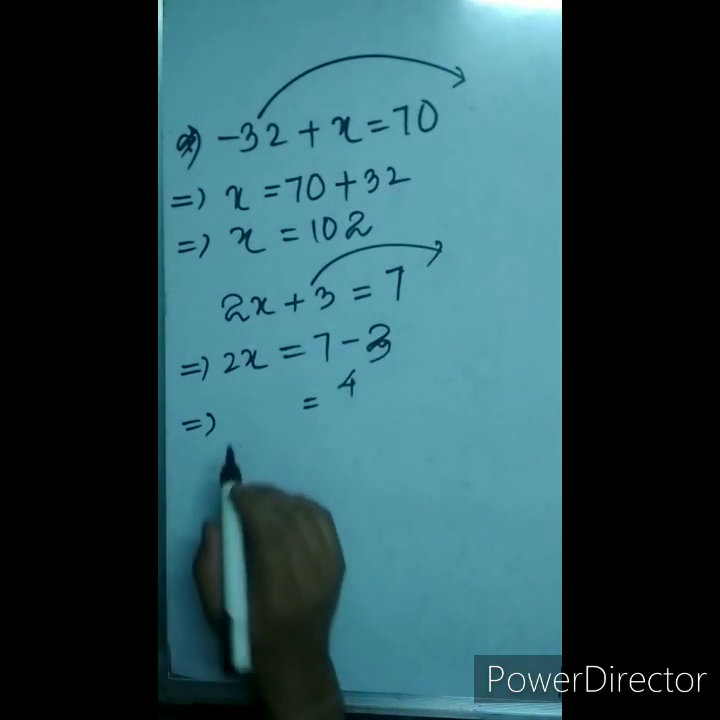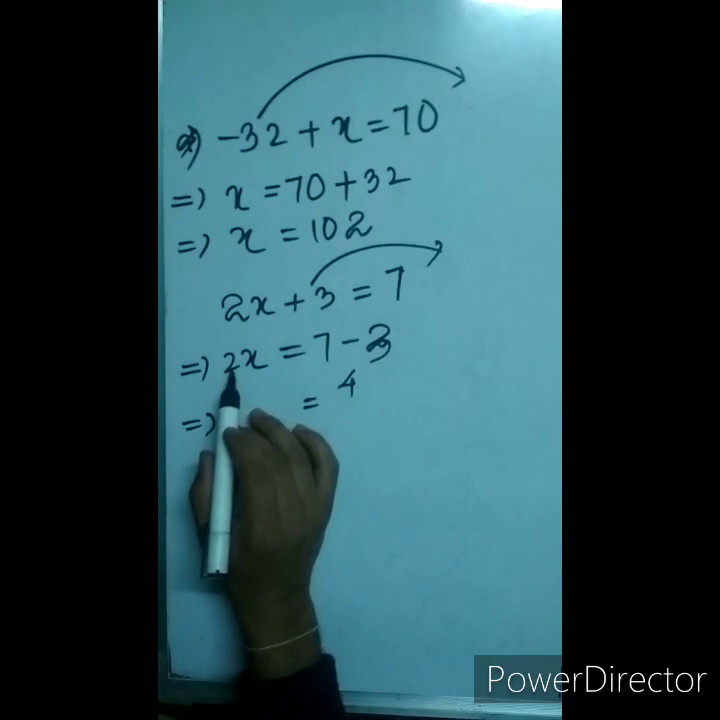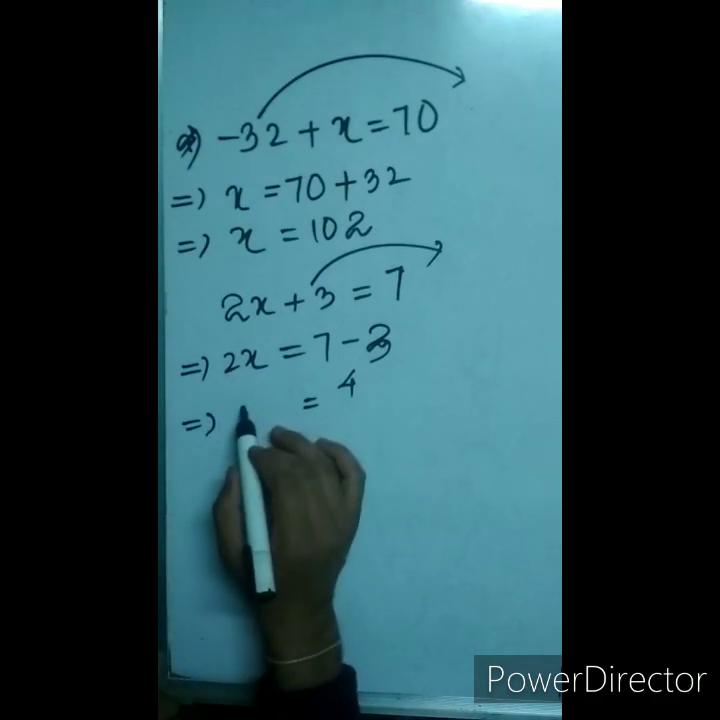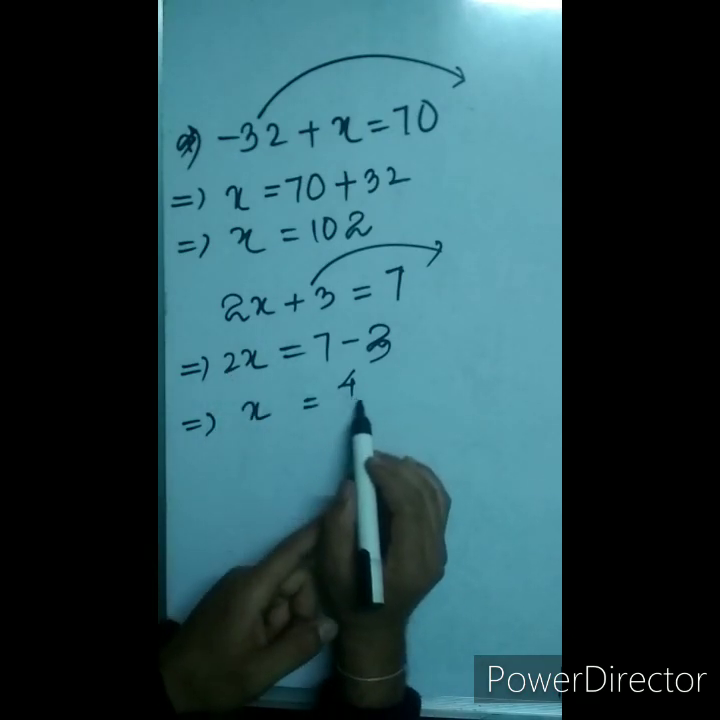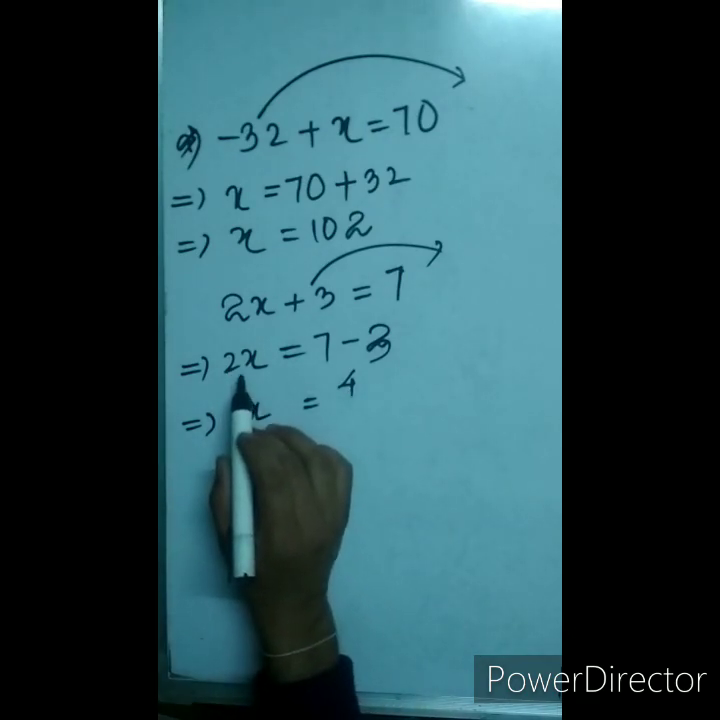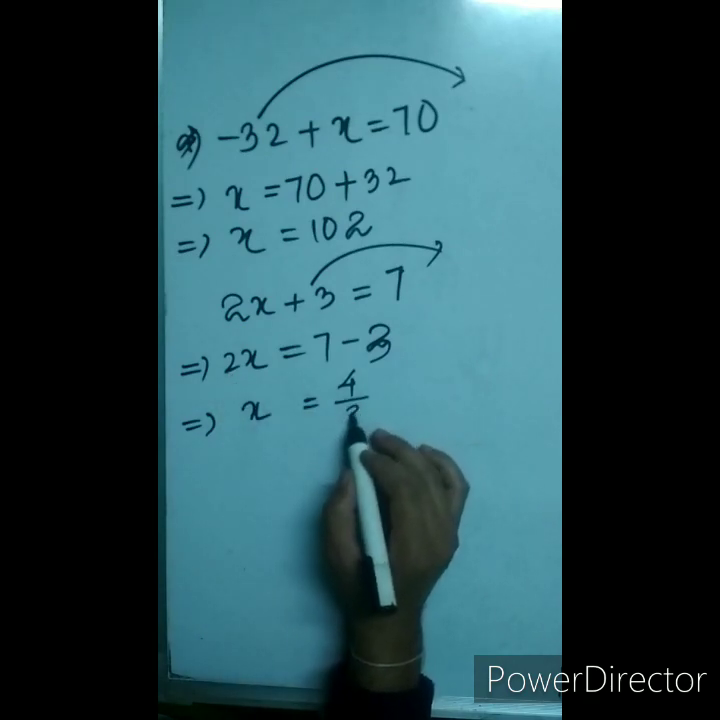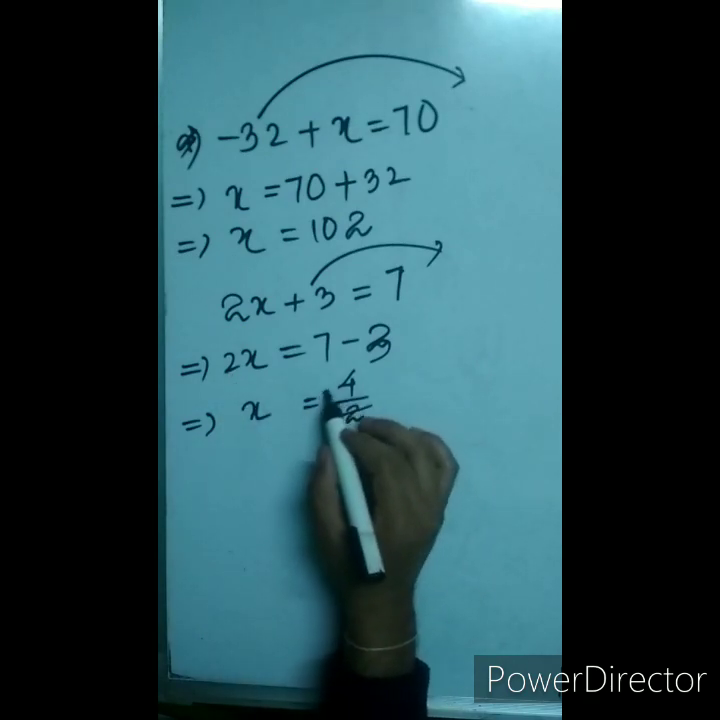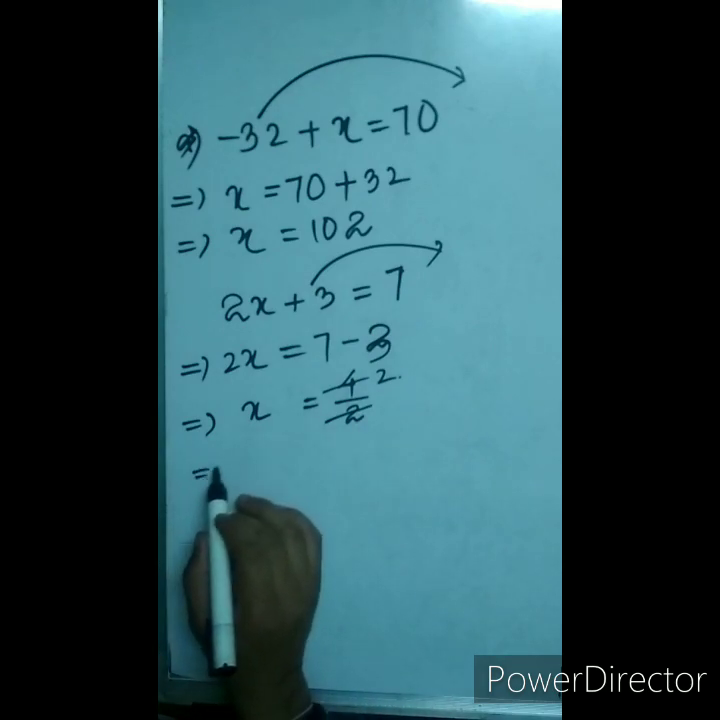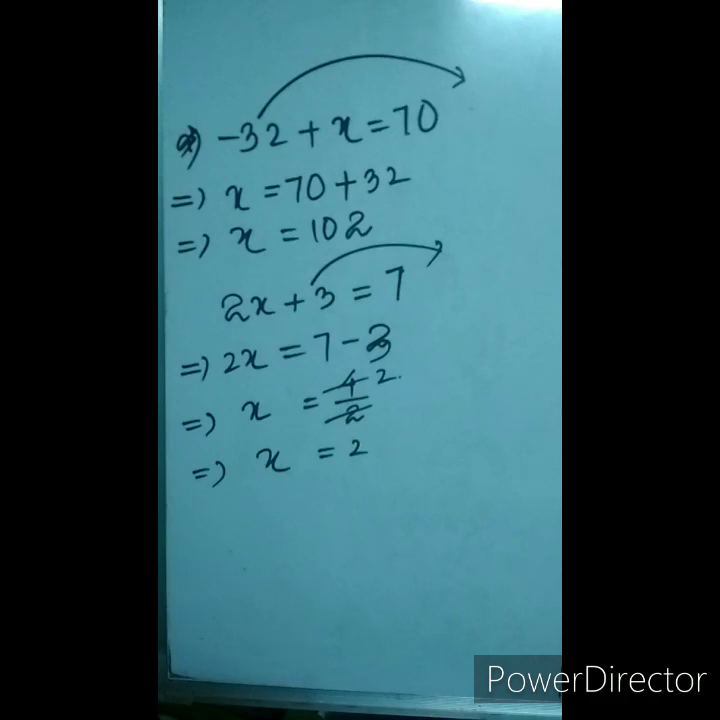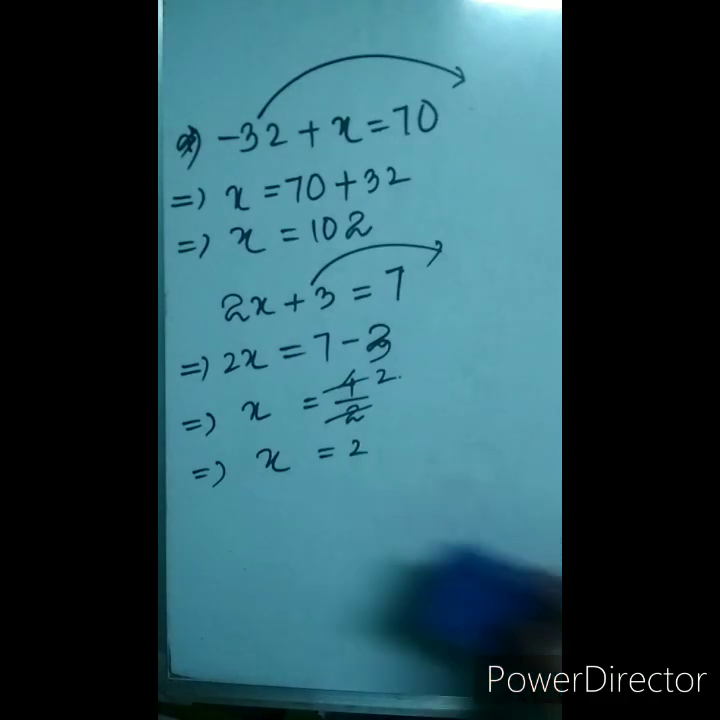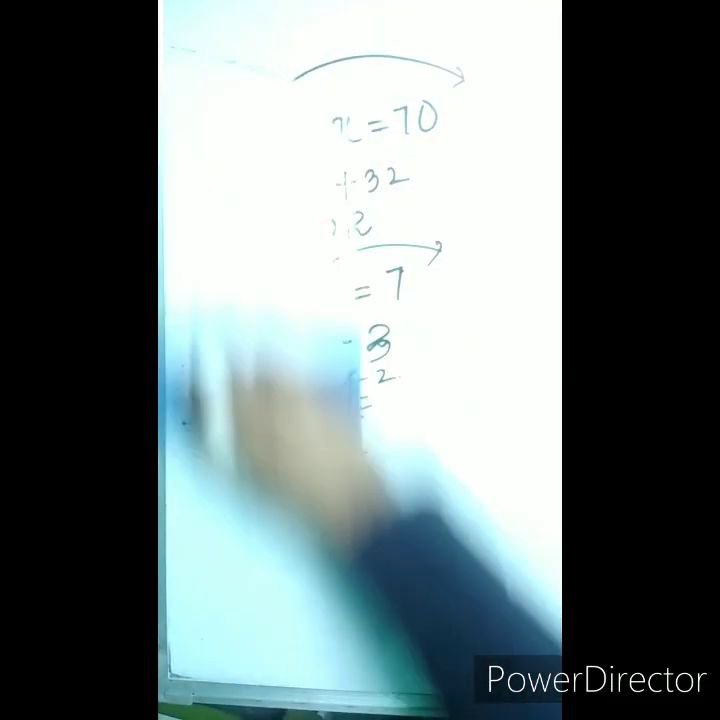Now remember, 2 is multiplying with x. So when this 2 goes to the other side, this 2 will be dividing this 4. So now 2 will be coming down here, so 2 twos are 4. So the value of x is how much? 2. So let us see some more questions now. I will wrap up these 2 questions.